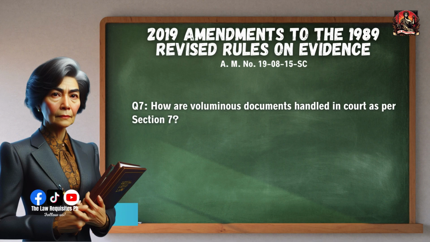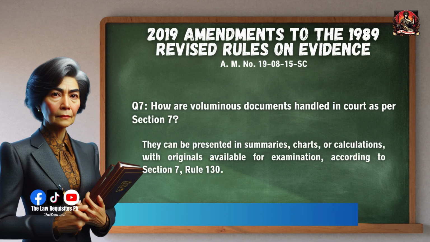Q7. How are voluminous documents handled in court as per Section 7? They can be presented in summaries, charts, or calculations, with originals available for examination, according to Section 7, Rule 130.